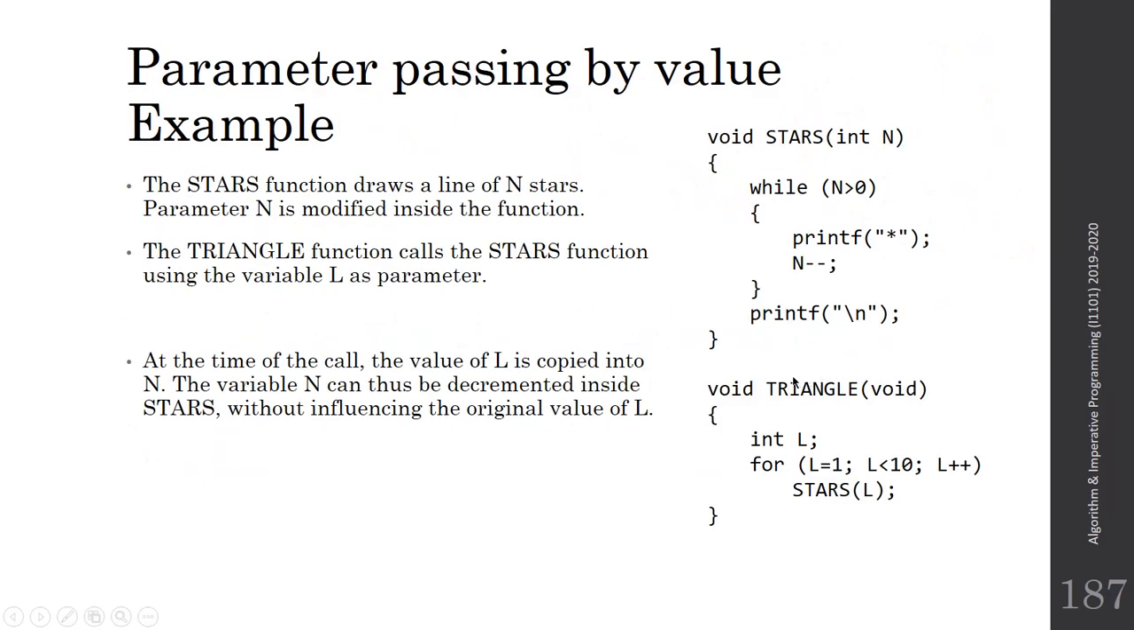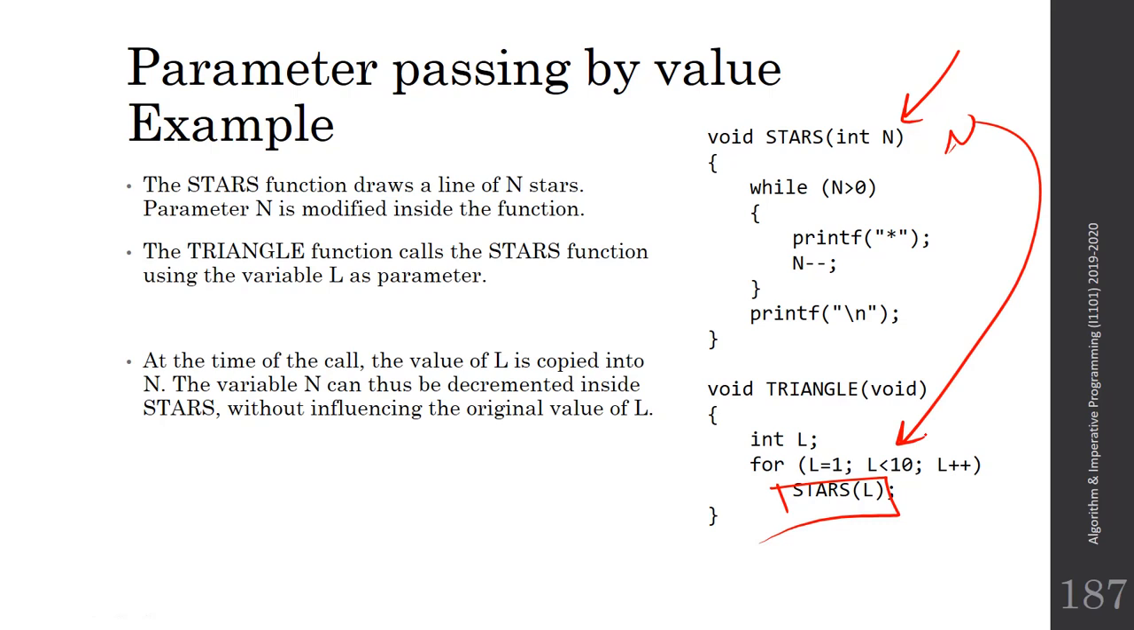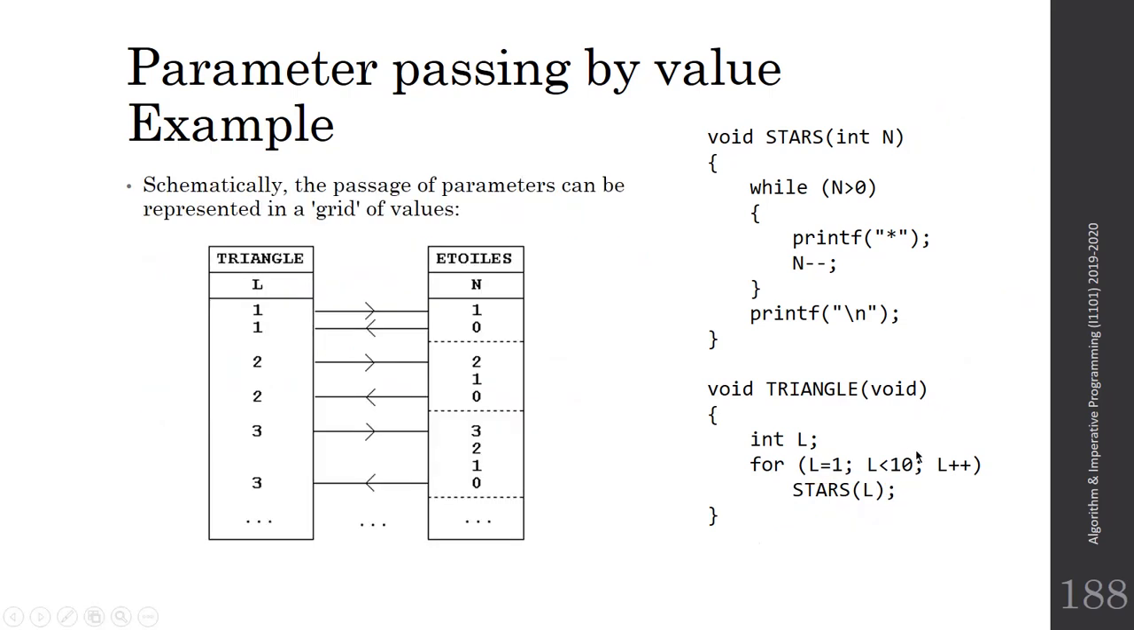So as we have seen, this is the example of the rectangle of stars and the star. So we have here a triangle formed of multiple stars. So we have the function stars that takes one parameter, the value of L. However, here we have N. So N takes the value of L, and N is different than L. So this is how the calls work.